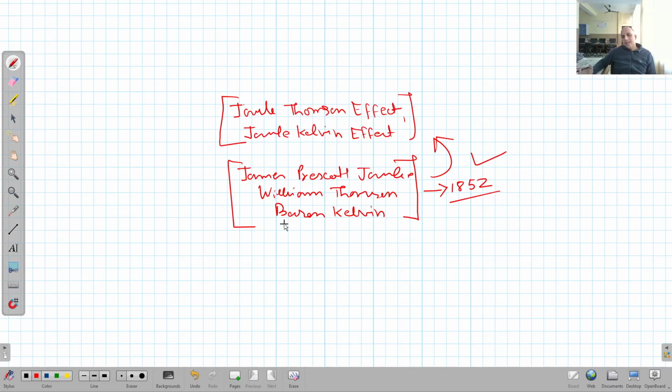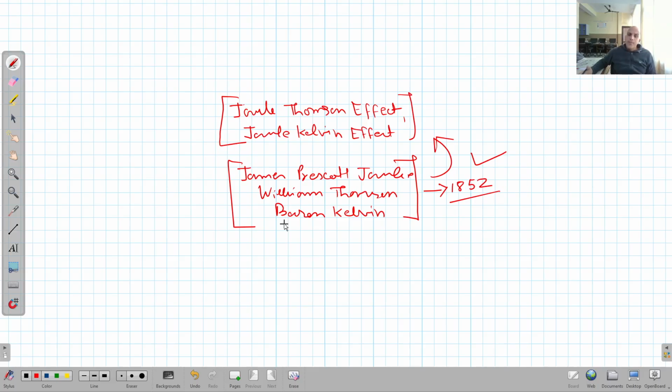So today we will understand this effect thoroughly, and then we will arrive at the results: when heating is produced, when cooling is produced, how ideal gases behave in case of the Joule-Thomson effect, and how real gases behave in case of the Joule-Thomson effect. All these things will be discussed thoroughly in this lecture, right?